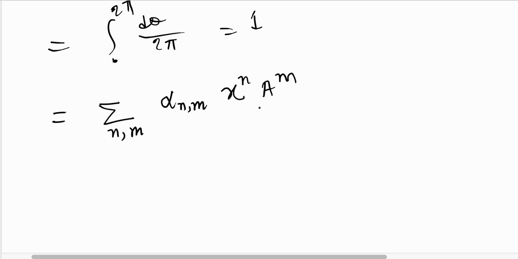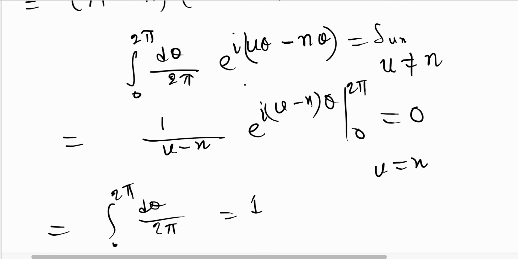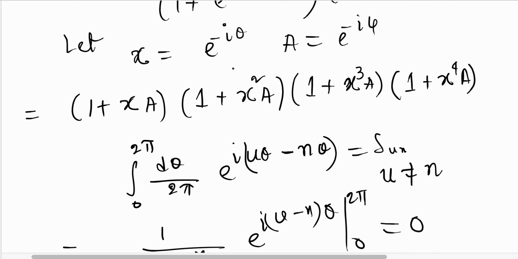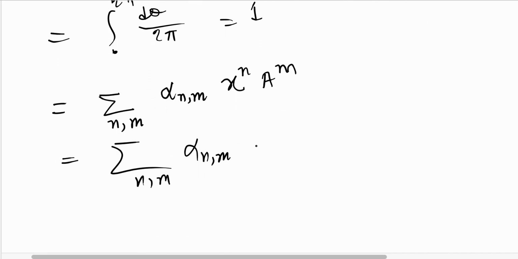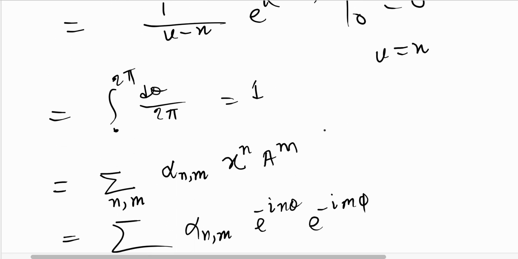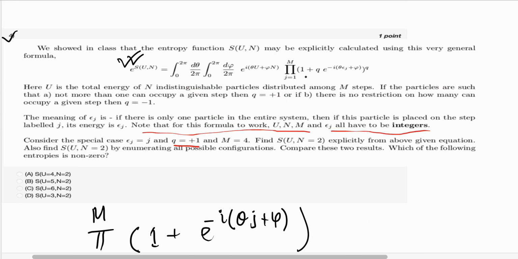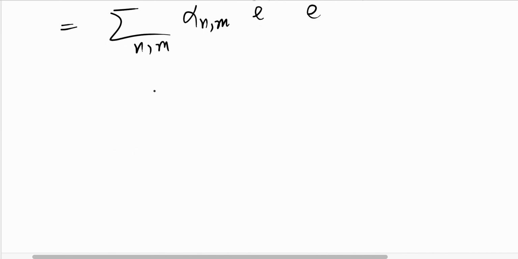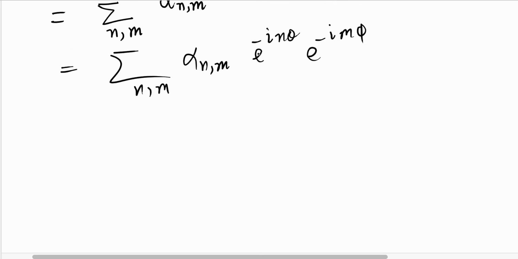Now if I put in the form of alpha nm, the form of x and a, what are x and a? x is e to the power minus i theta and a is e to the power minus i phi. So e to the power minus i n theta, e to the power minus i m phi. Now we have calculated this part of the multiplication, which is nothing but the summation over n, m of alpha nm e to the power minus i n theta e to the power minus i m phi.